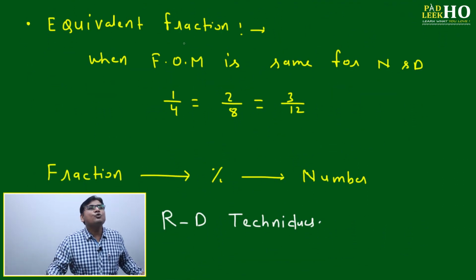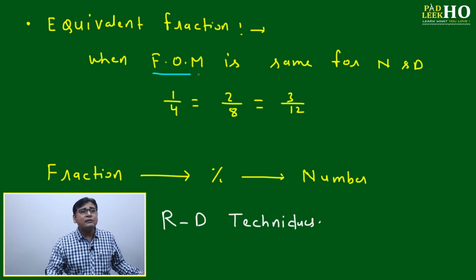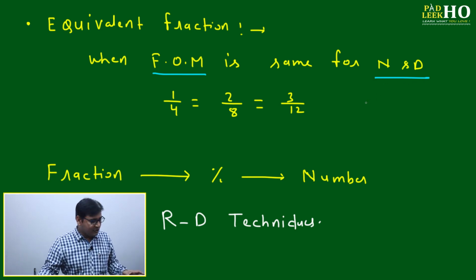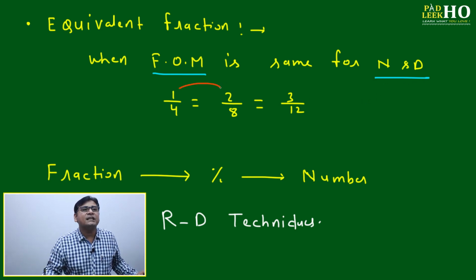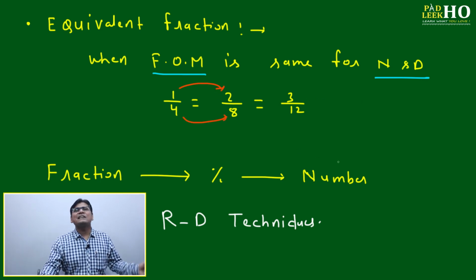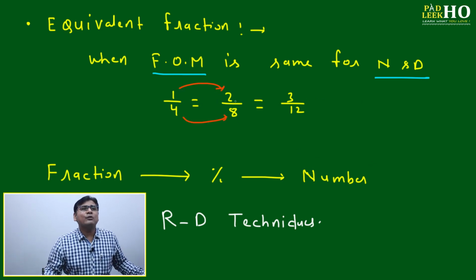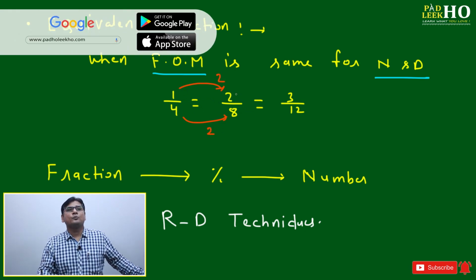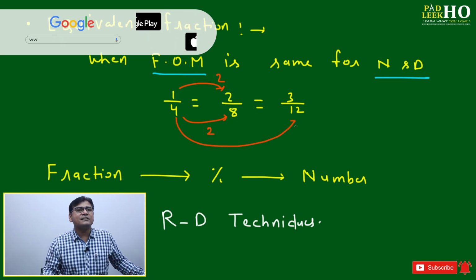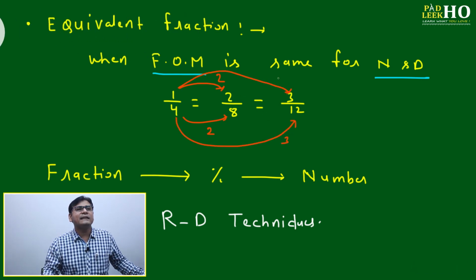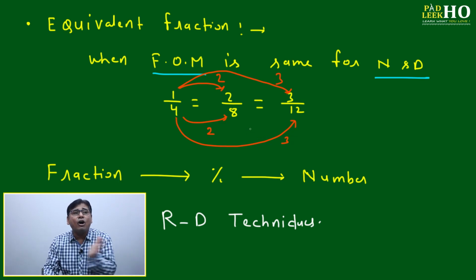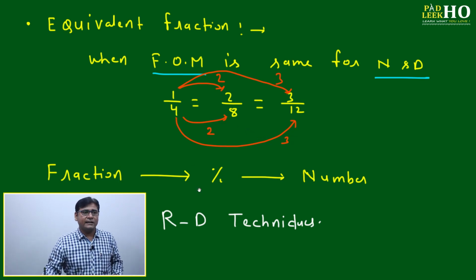Another type is coming here, equivalent fraction. What is an equivalent fraction? When the factor multiplication is the same for numerator and denominator, then the fraction will not change. It is the same as a ratio. A fraction is nothing but a kind of ratio. Then 1 by 4 will be equal to 2 by 8 because here the factor multiplication is 2 for the numerator and 2 for the denominator also. Again, if you take factor multiplication 3 here and 3 there also, then it will be equal. If you take the same factor multiplication for numerator and denominator, then the fraction will not change. Then all these fractions we can say are equivalent fractions.